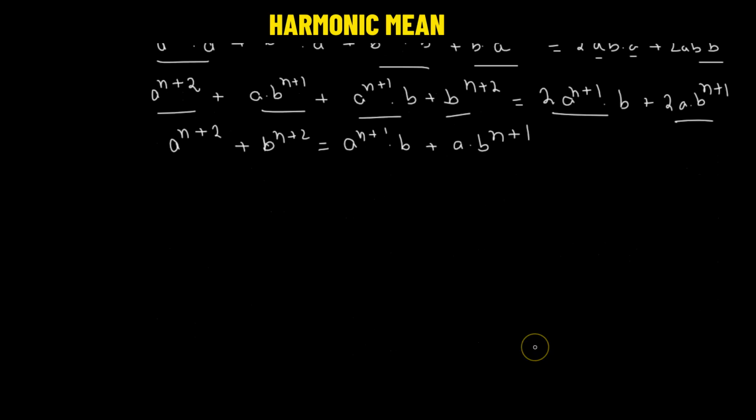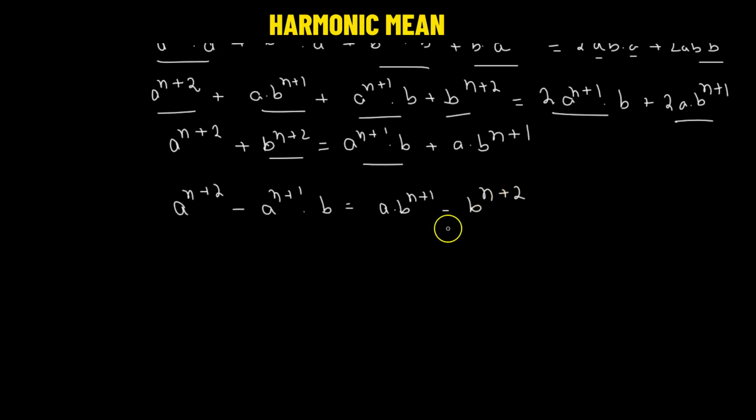Fine. Now let's do one thing. Let's bring a raised to the power of n plus 1 times b to the right hand side. So we have a raised to the power of n plus 2 minus a raised to the power of n plus 1 times b, and then we're going to transpose the second term to the right hand side. So we have a times b raised to the power of n plus 1 minus b raised to the power of n plus 2. The reason why we're doing this is because from these two terms we're going to take a raised to the power of n plus 1 as the common factor.